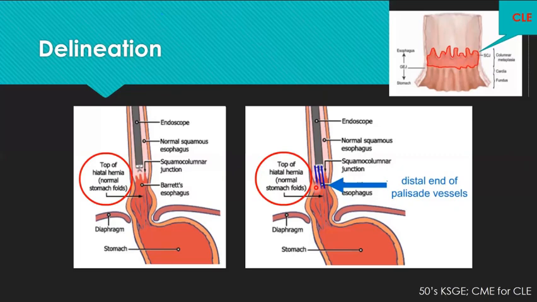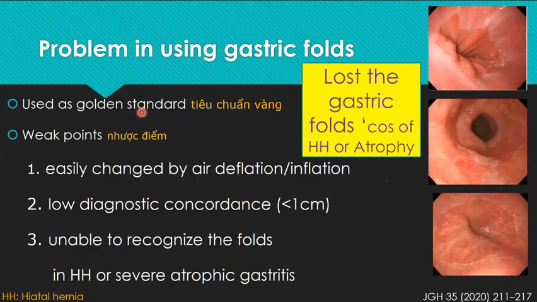However, they both have problems. If we adopt the gastric fold as the parameter or landmark, we cannot see it, or can very hardly see it, in patients with hiatal hernia or cardiac atrophy. So in both cases, the gastric fold is likely to disappear. It's very difficult to see the gastric fold.